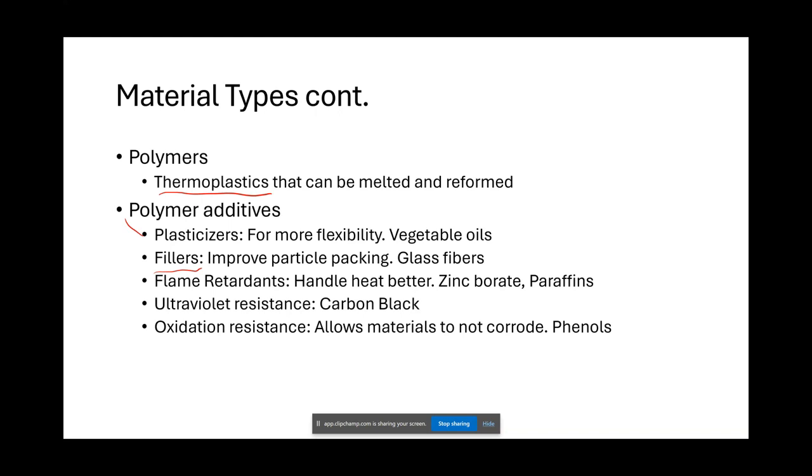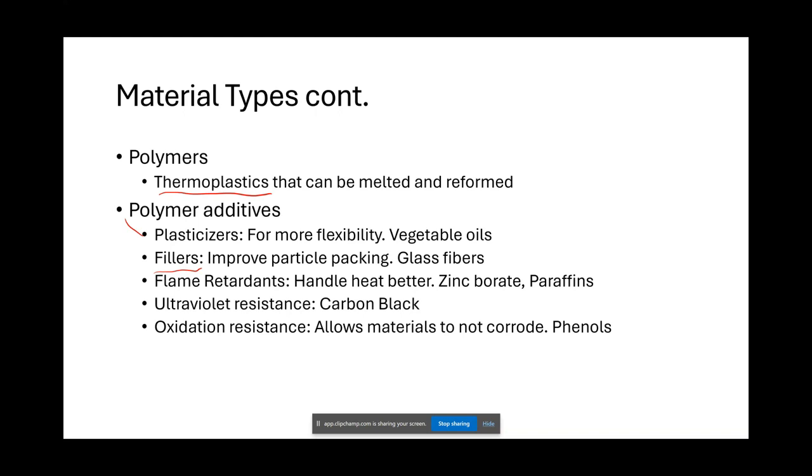You'd see this maybe in something like a hot glue gun, where the entire mechanism is made of plastic and you're melting the heat through a metal tube. So you have the zinc borate and paraffins to help out with that. The ultraviolet resistance is really just light dependent. Whenever you're working with light, something like carbon black would be able to help with fading in polymers and issues with that. So this just helps ensure that you're going to have polymers that will last a long time and keep their integrity.